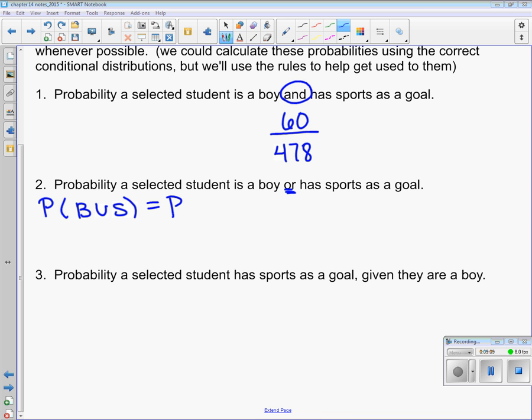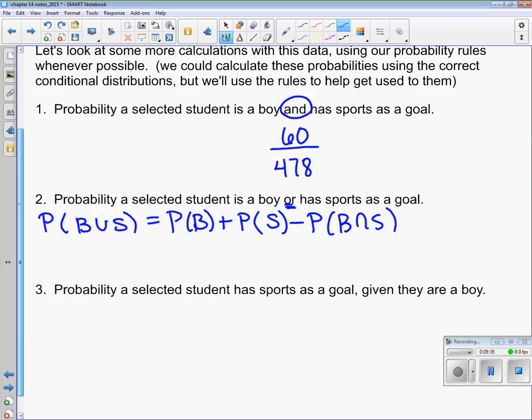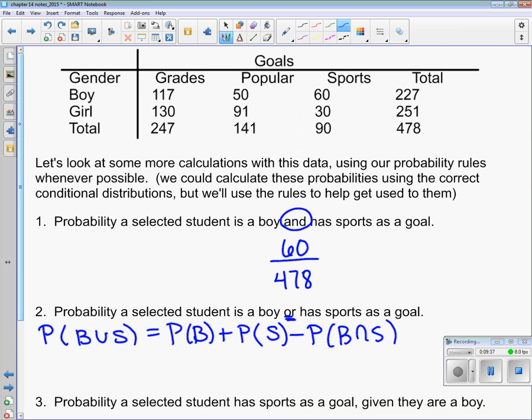Katie, what would I say? Probability of what? Boy. Plus probability of sports minus the probability of boy and sports. That's the formula in context. Let's put the numbers inside there now. Okay? What's the probability that they're a boy? Boy would be 227 out of 478.